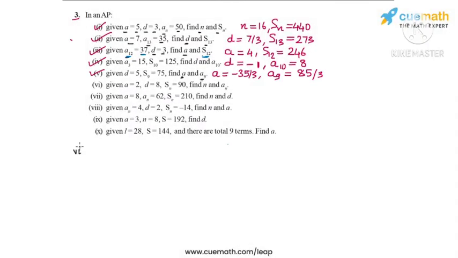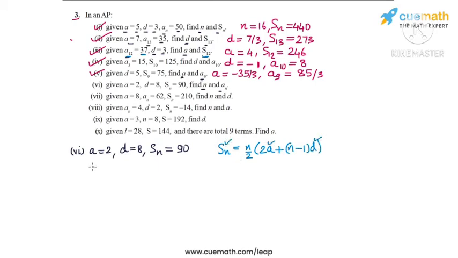So in 6, we are given a equal to 2, the first term, d is equal to 8, and we are given Sn is equal to 90. And using this information, we have to find n and an. So let's make use of the relation Sn is equal to n by 2 into 2a plus n minus 1 times d. So we have Sn, we have a, we have d. What we don't have is n.